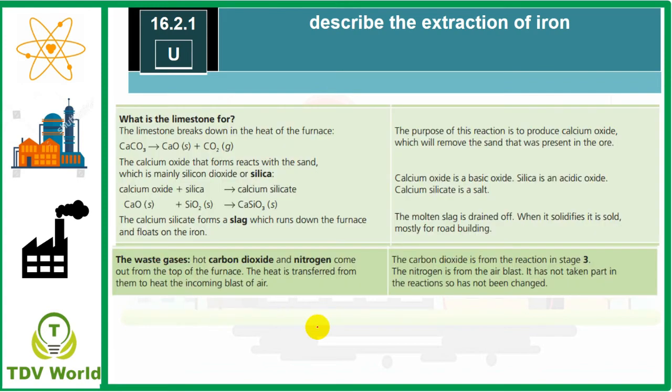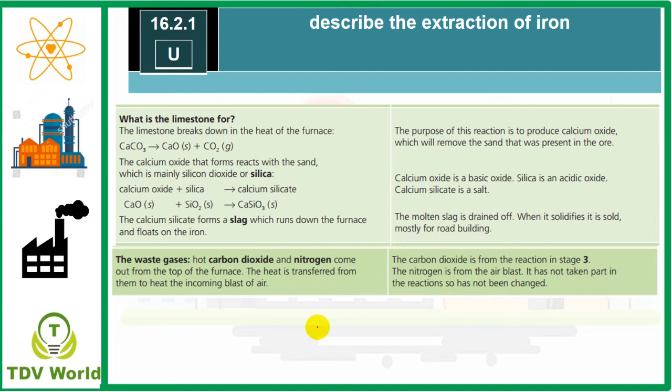So now at the end we will discuss the waste gases, and it's also important which gases are waste gases which evolve while extracting iron, right? So hot carbon dioxide and nitrogen come out from the top of the furnace. From the top of the furnace, the carbon dioxide and nitrogen are going to be released.